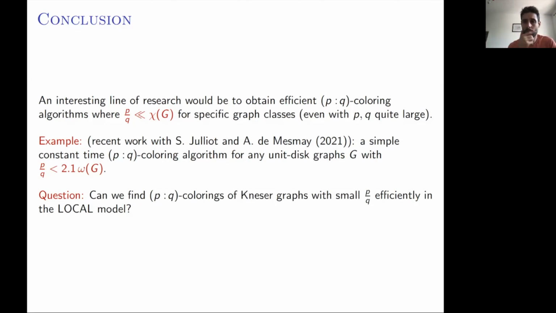This will somehow tell you how easy or how hard fractional coloring is in the LOCAL model compared to classical coloring, for instances where the two are really completely different.